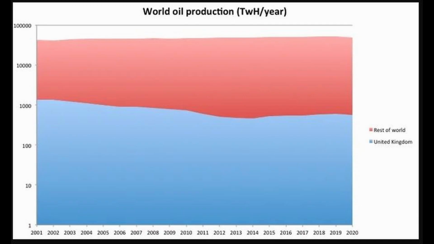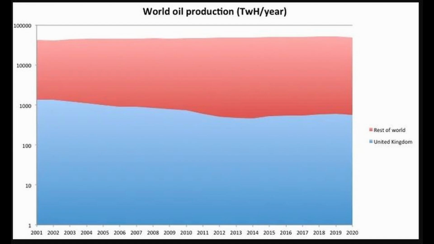Take a look at this graph. This is world oil production for 20 years or so. Do you notice what's surprising here? Well, first of all, I didn't know that UK is such a big oil producer. I mean, it's bigger than the rest of the world. That is pretty surprising. I mean, what happened to Saudi Arabia and Qatar and these countries? How can UK be bigger than that?